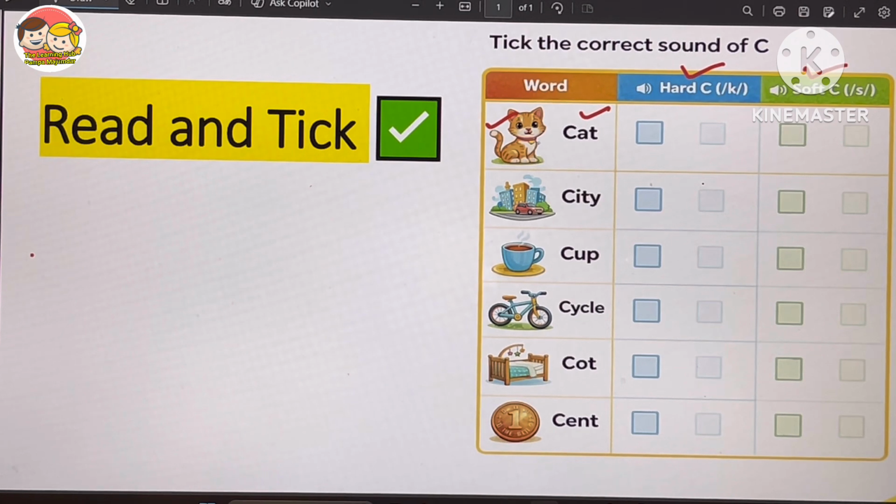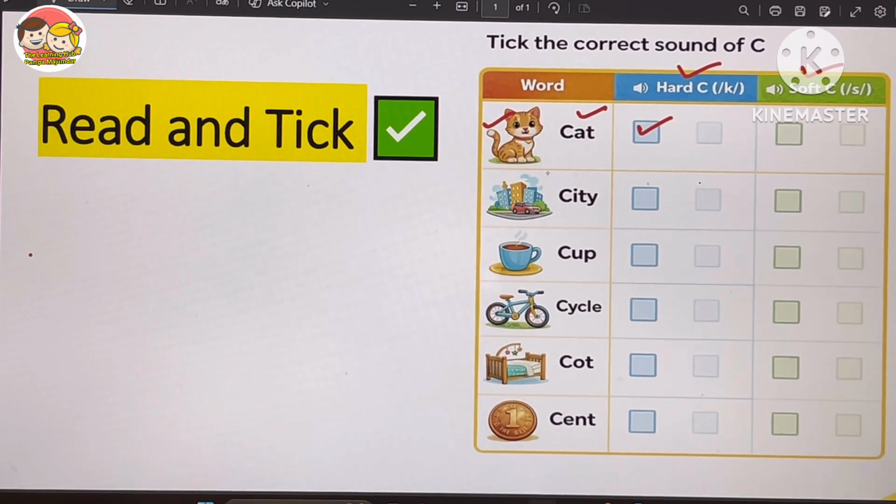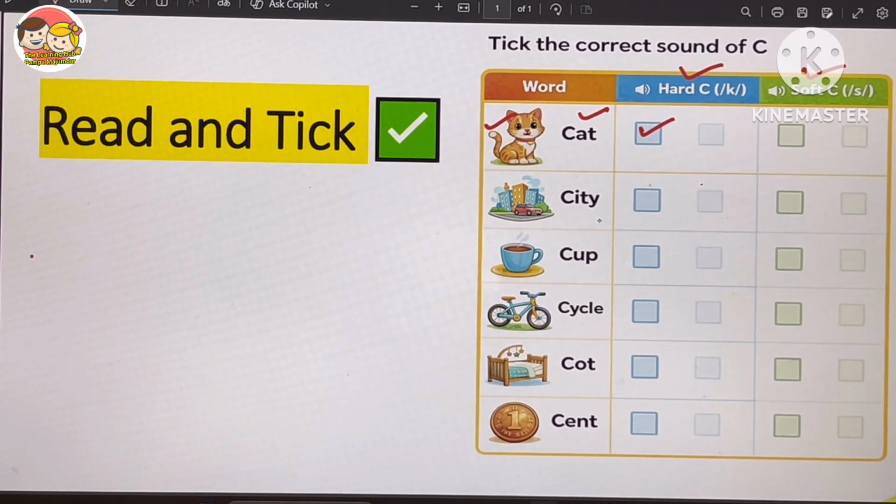Look at the first picture and the word cat. Say the word aloud. Cat. K, k. It's a hard sound. So tick the correct box. Now look at the next word. City. Yes, here the letter C makes s sound. So it's a soft C sound. So let's tick the box.